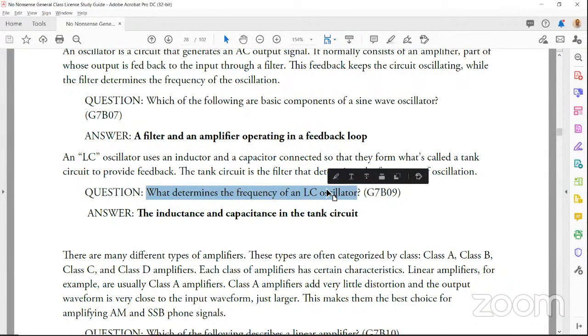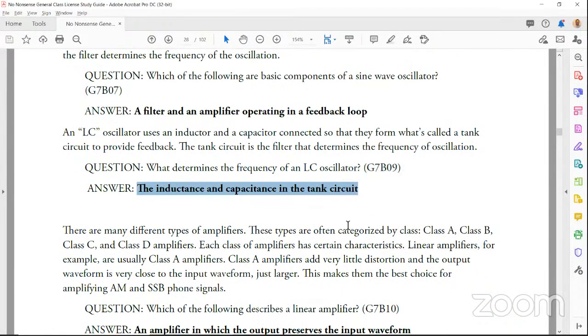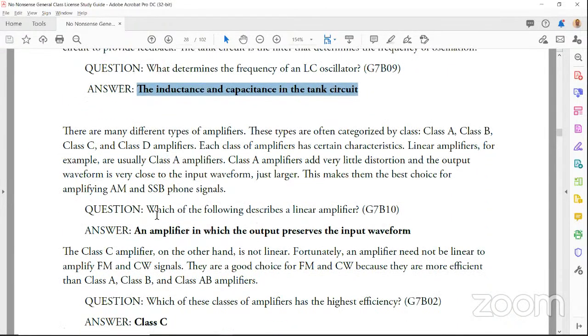What determines the frequency of an LC oscillator? So if you remember, L and C, that will be inductor and capacitor. So that gives a clue to the answer, and we're dealing with an oscillator circuit. So what determines the frequency? Well, it's the inductance and capacitance in the tank circuit, because that circuit is called a tank circuit. Next question.